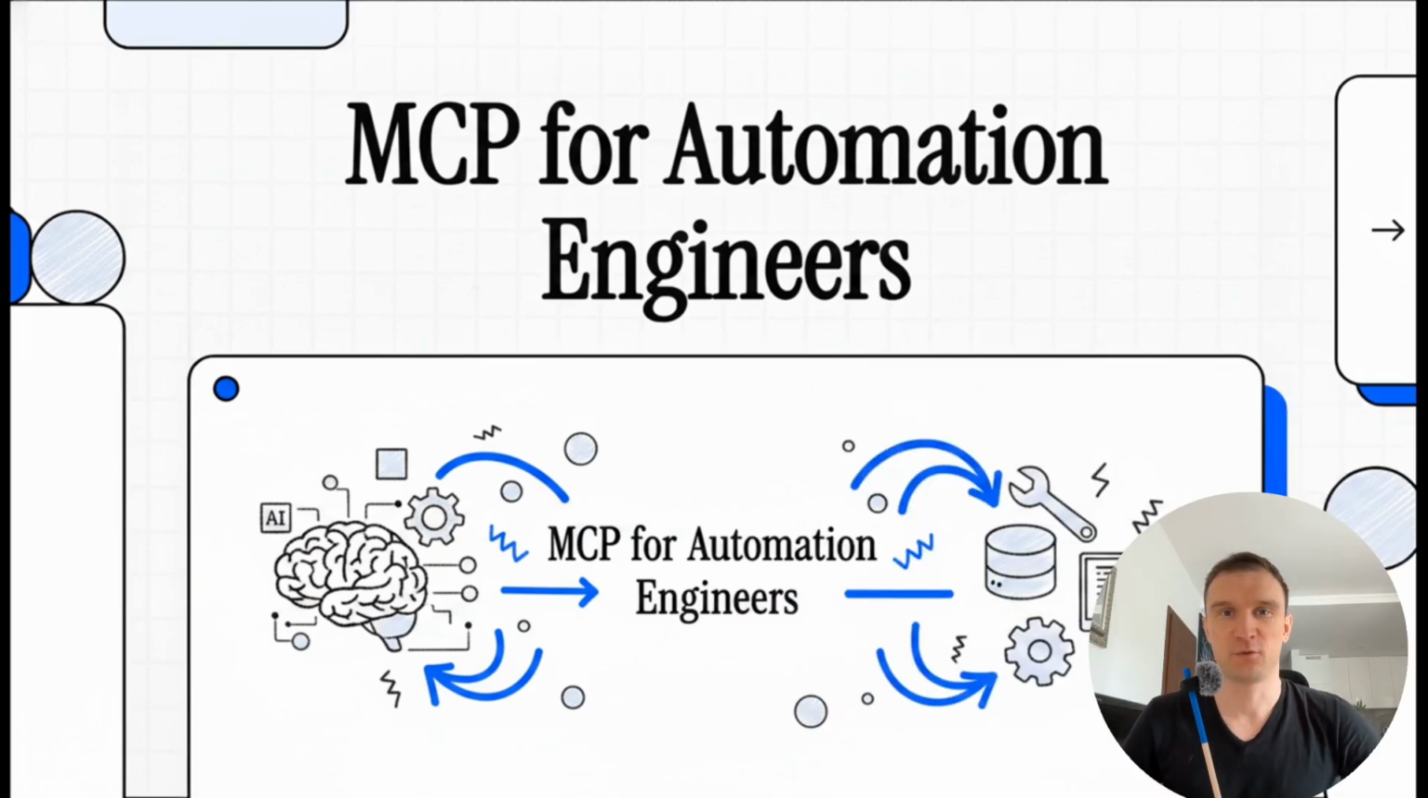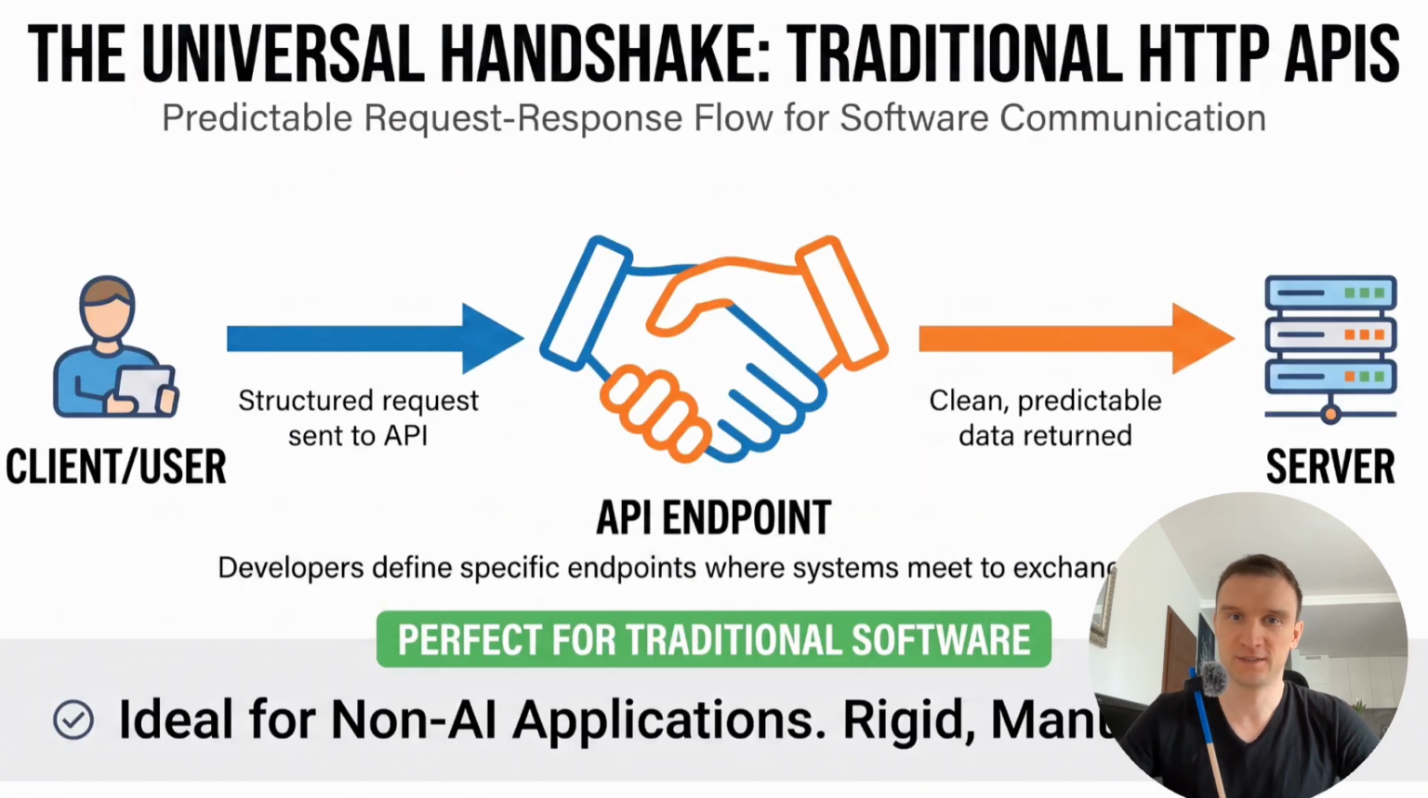For years, the most famous protocol everyone has heard of has been HTTP. API built on this protocol. It acts as a universal handshake between systems where developers define an endpoint, users send a request, and a clean, predictable response comes back. For traditional software, the design is perfect.